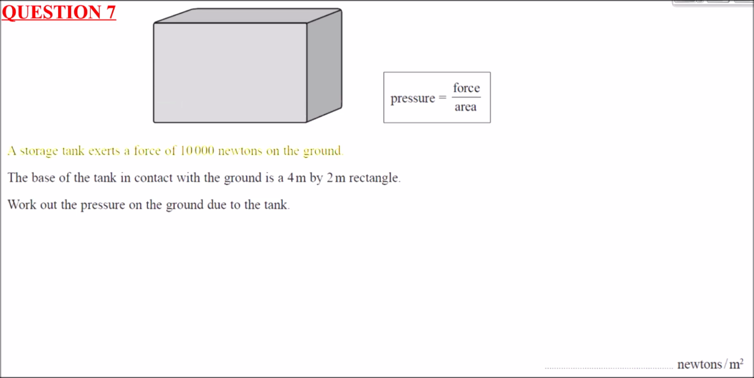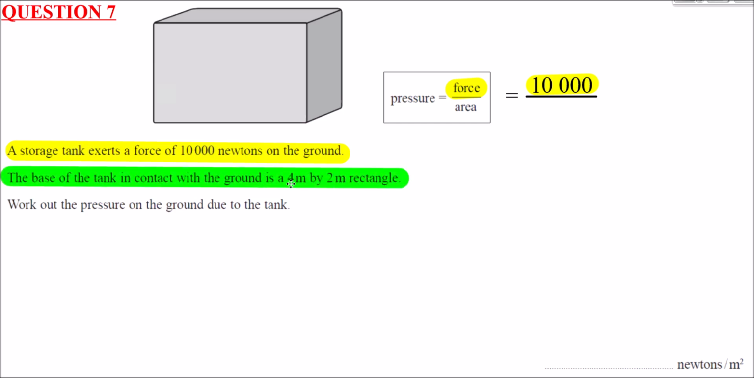So first of all, I'd suggest we note that the box is exerting a 10,000 newtons force on the ground. Therefore, we know the force here is equal to 10,000, so we've got that in our equation already. The other thing we need to work out is the area, but we are told that the base of the tank in contact with the ground is a rectangle which is 4 long and 2 wide. So the area of a rectangle is length times width, which is 4 multiplied by 2, which is 8.